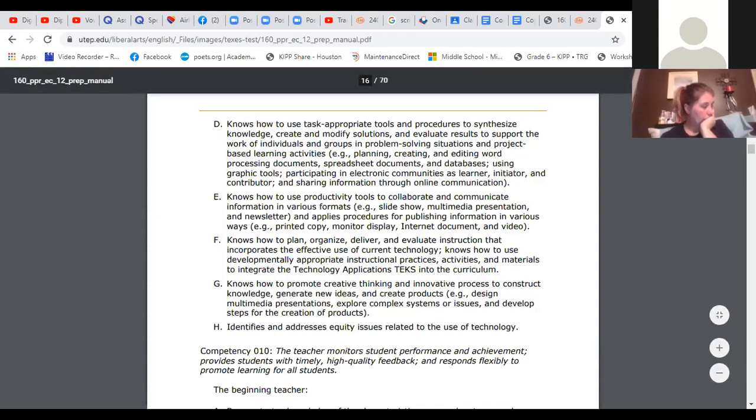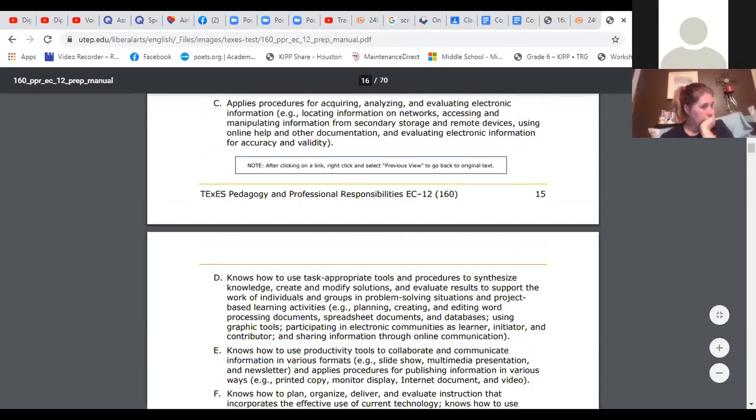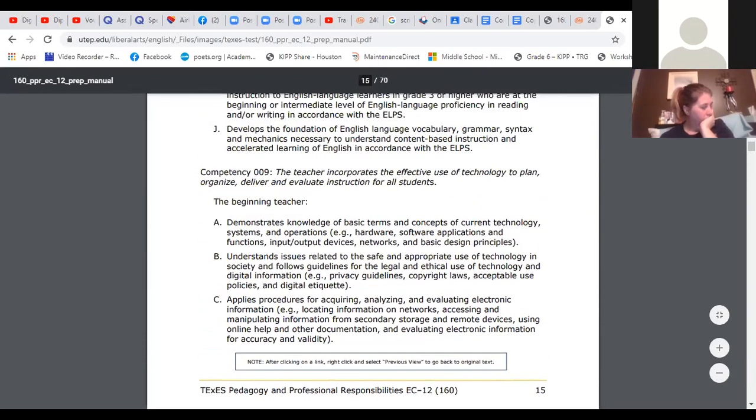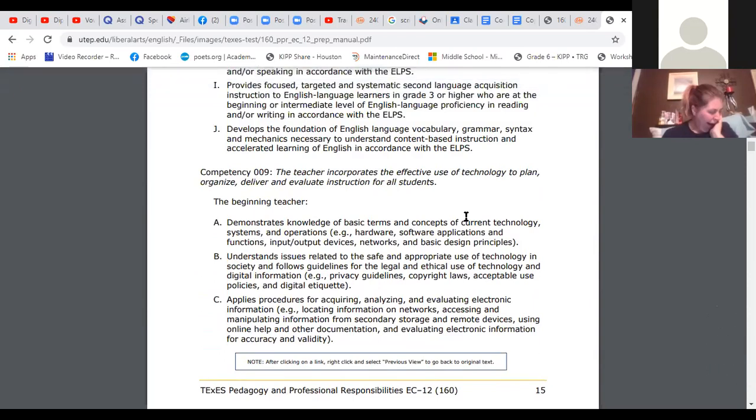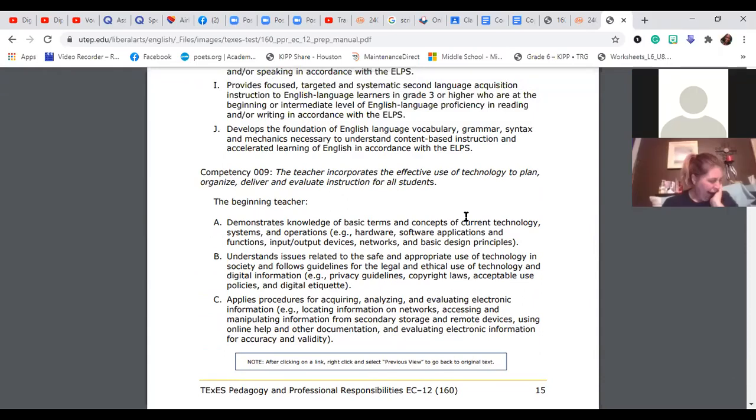All right. So we did our competency breakdown, going through it letter by letter. So what are some key concepts that you got from this competency? What are some vocabulary terms or some concepts you know you need to know in order to be successful in this competency? You can go ahead and just type it in the chat.